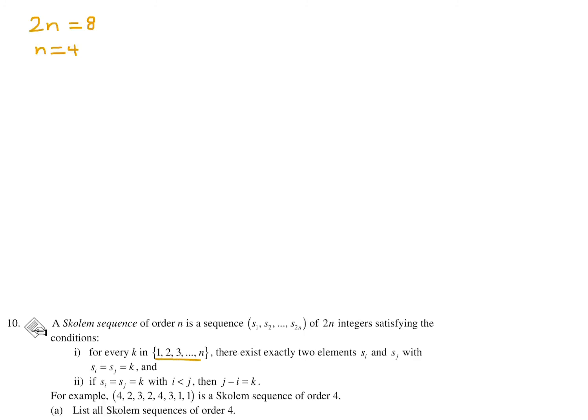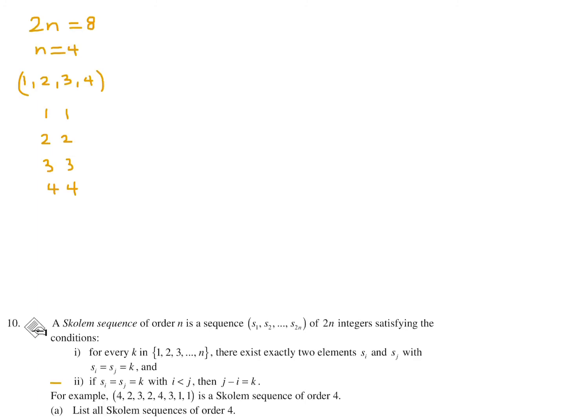So the next part is that you've got all the numbers from 1 until n. So in our case, since n is 4, we have 1, 2, 3, 4. In this set, we have two elements, Si and Sj, where Si is equal to Sj, is equal to k. So what that means is that in our list of elements, there's got to be two of each of these. So there's got to be 2 1s, 2 2s, 2 3s, and 2 4s, right? Because these are all equal. And that's basically what they're saying in that first condition.